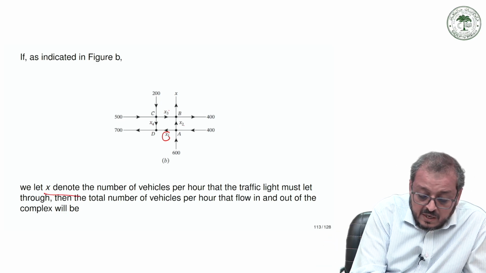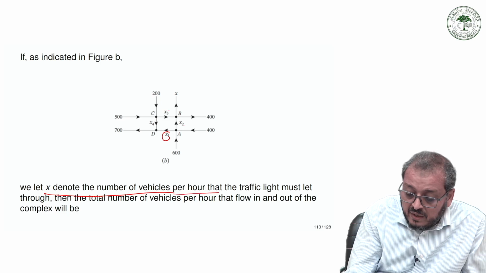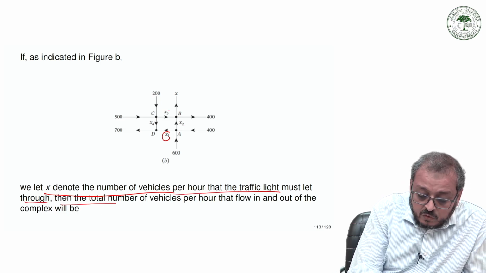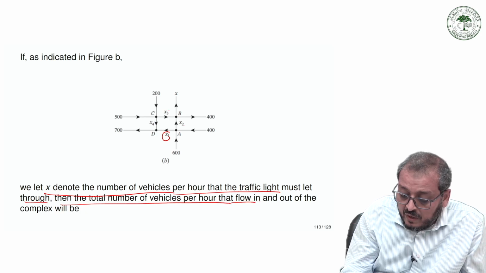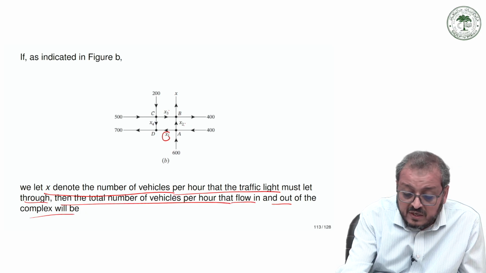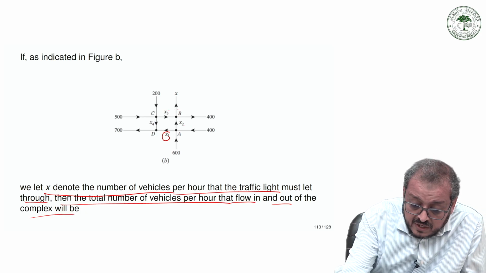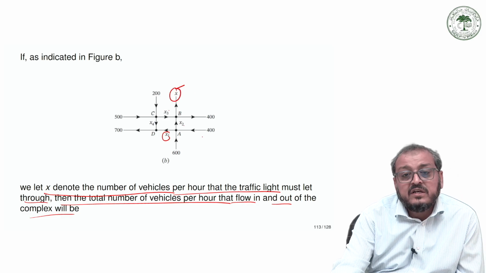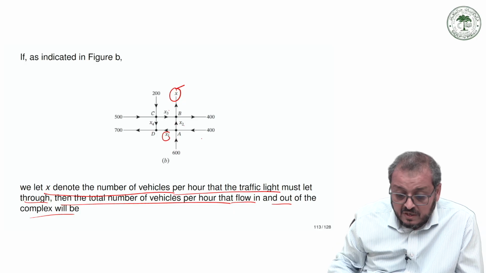So x denotes the number of vehicles per hour that the traffic light must let through, and then the total number of vehicles per hour in inflow and outflow of the complex can be calculated. We denote x as the traffic light.